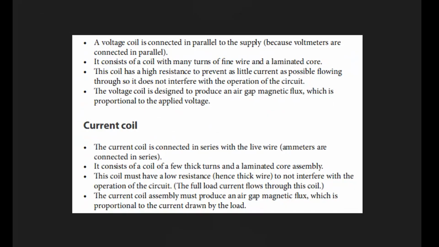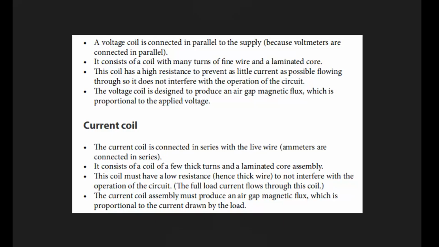So the volt coil of the watt meter is connected in parallel to the supply, because voltmeters are connected in parallel. It consists of a coil with many turns of fine wire and a laminated core. This coil has a high resistance to allow as little current as possible to flow through, so it does not interfere with the operation of the circuit. The voltage coil is designed to produce an air gap magnetic flux which is proportional to the applied voltage.